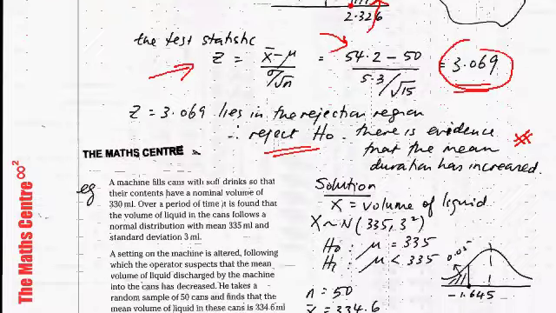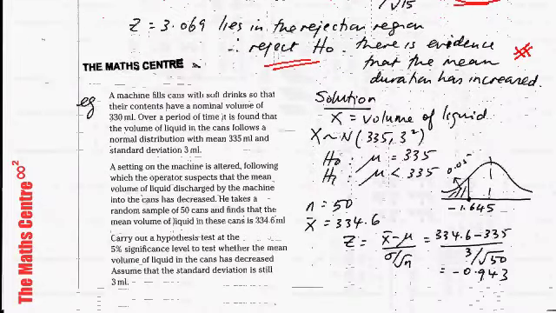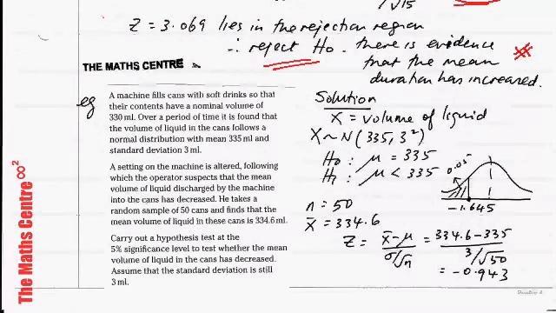Let's read it. A machine fills cans with soft drinks so that the contents have a nominal volume of 350 ml. Over a period of time, it is found that the volume of liquid in the cans follows a normal distribution, important, with a mean of 335 and standard deviation of 3.